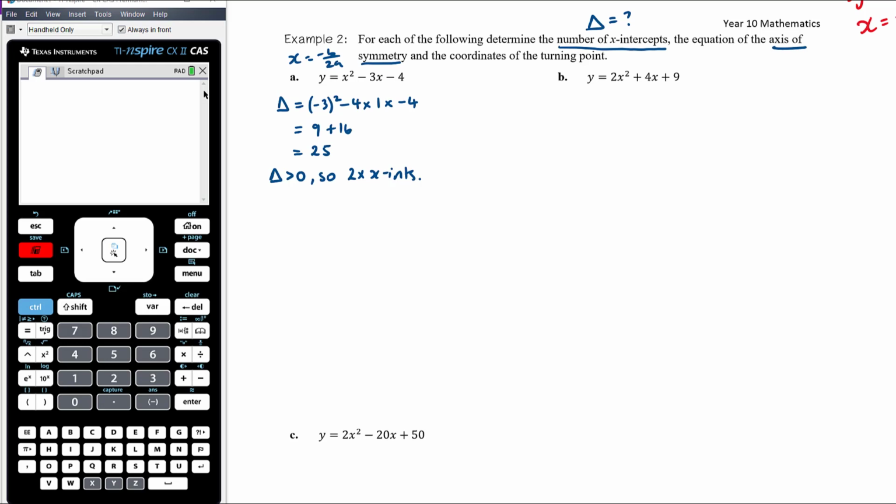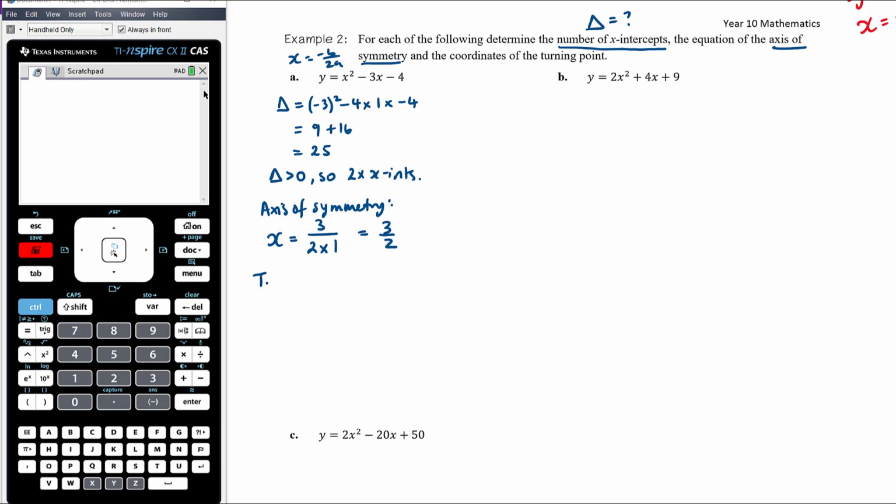Find the equation of the axis of symmetry. So the axis of symmetry will be when x equals negative b over 2a. So in this instance, that will be positive 3 over 2 times 1. So 3 over 2. Okay, that's the axis of symmetry. Let me just note what I'm doing there. Okay, so x equals 3 on 2.